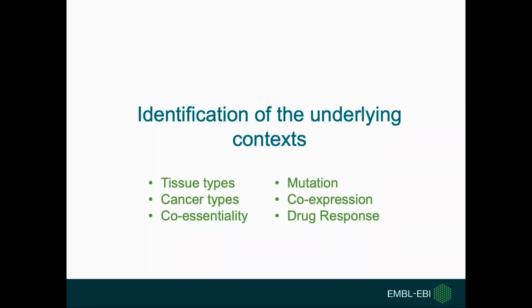But now I will go into the identification of the underlying context. When I say context, we have tissue and cancer types and mutation and expression and drug response data. So we use these data to identify it, but there could be different MSI status or copy number, as I said. There could be lots of contexts, but we use these contexts.